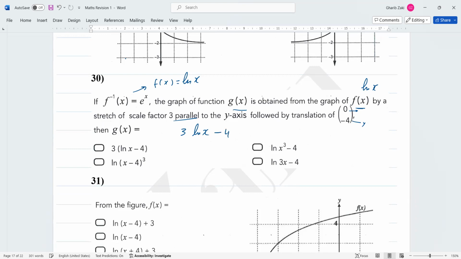So this is the function. 3 comes power to x, so it's ln x power 3 minus 4. So this is the correct answer.